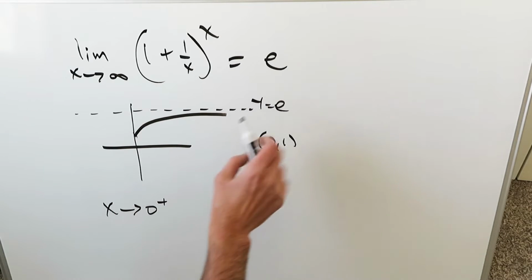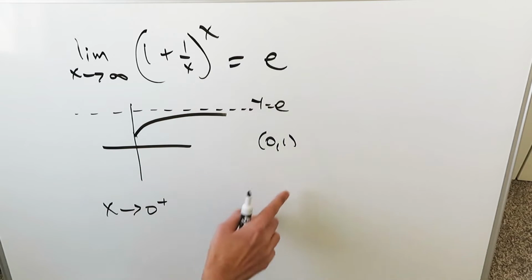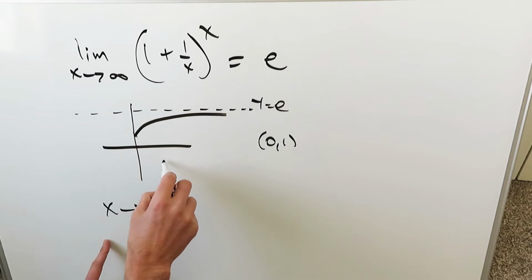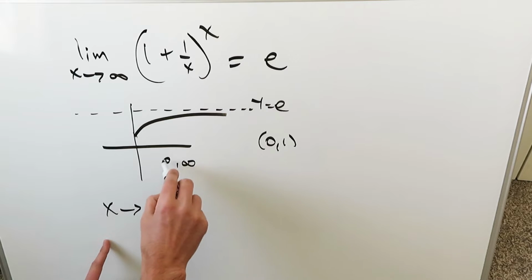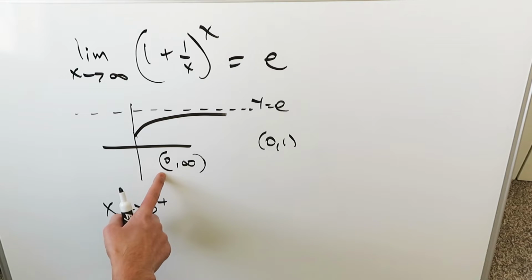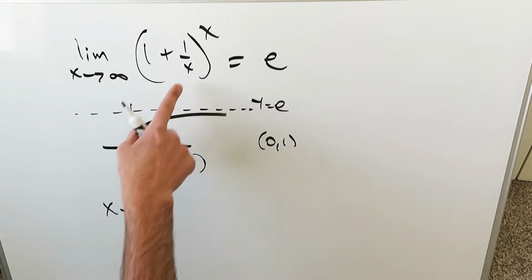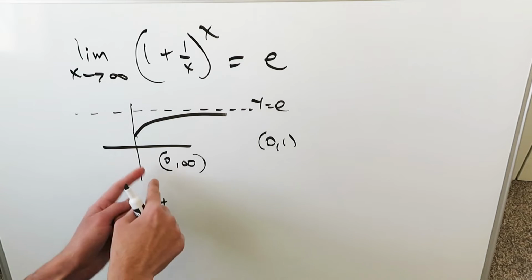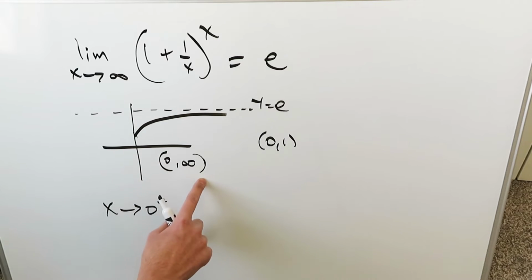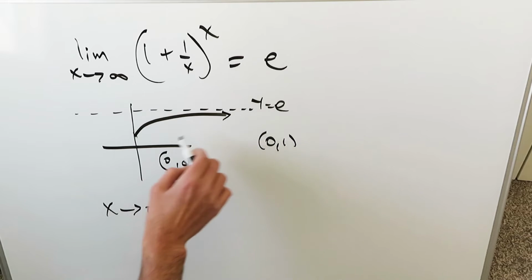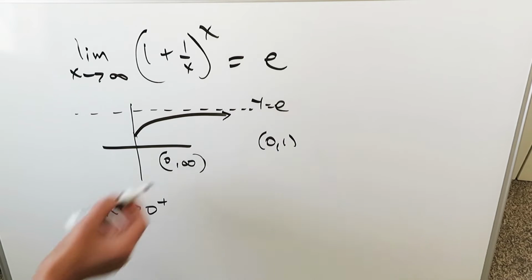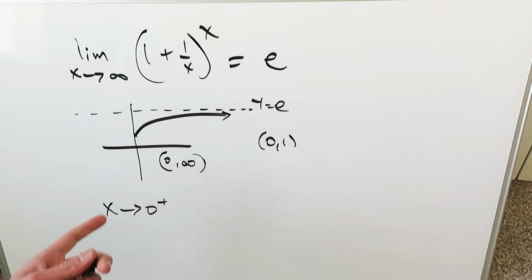y equals e. What's going on is that this function, when you're looking at it from domain 0 up to infinity, notice how I'm putting a circular parenthesis because it's not technically in the domain, but it's up to but not including. If you look at this domain, you're looking at a function curve which looks like this, and it approaches a horizontal asymptote y equals e.